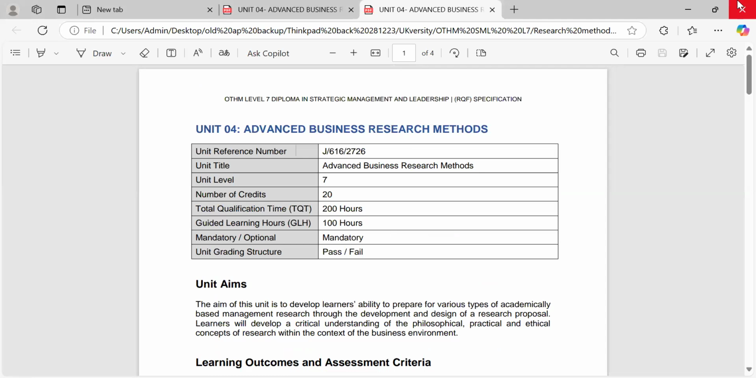Approximately, that's just for guidance. It's a mandatory unit, and the assessment criteria can be pass or fail, as well as the grading criteria.